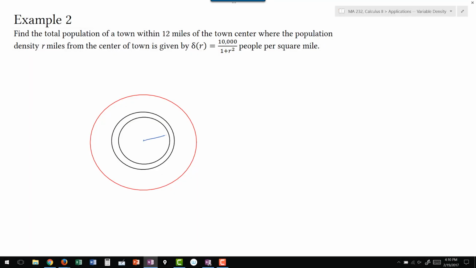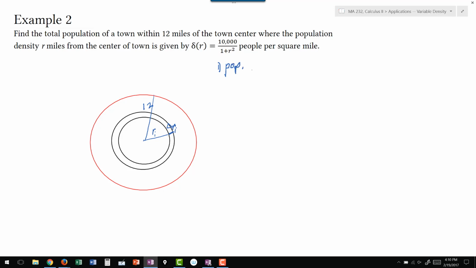In this example, we're taking a look at a population density problem, where the density of a population for a town decreases the further out we get from the town. Our job is to figure out the total population within 12 miles of the town center if the density is given by delta of r equals 10,000 over 1 plus r squared. The units are in people per square mile, and r represents the distance in miles from the center.